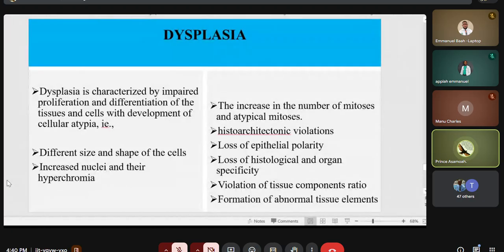So this is it. Dysplasia, you are having impaired proliferation or impaired differentiation, and it leads to different sizes and shapes of cells, increased nuclei, and hyperchromia. Sometimes you can have these conditions appearing. Another thing is that we have the increase in the number of mitosis and atypical mitosis.